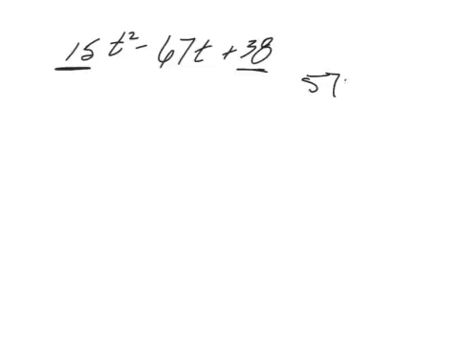We have 15t squared minus 67t, well that's a weird number, plus 38. Okay, so again, we're going to multiply 38 and 15, and we get 570. So what we're looking for is two numbers multiplied to give us 570, added together give us 67, or the difference between them. Anyway, 67 is what we want between those two numbers.